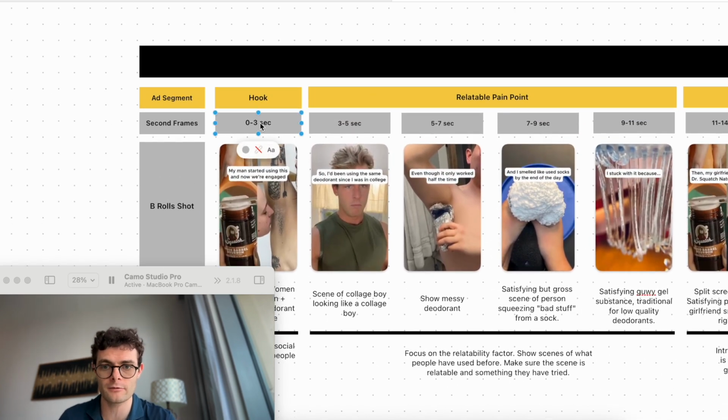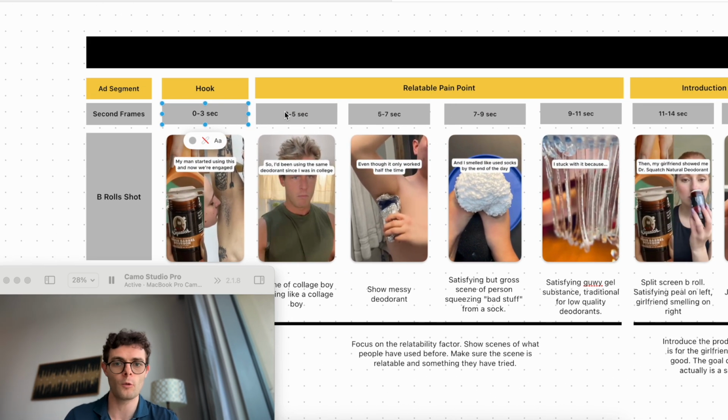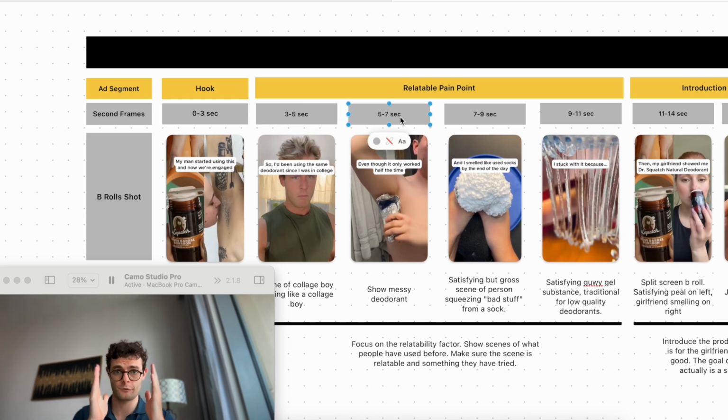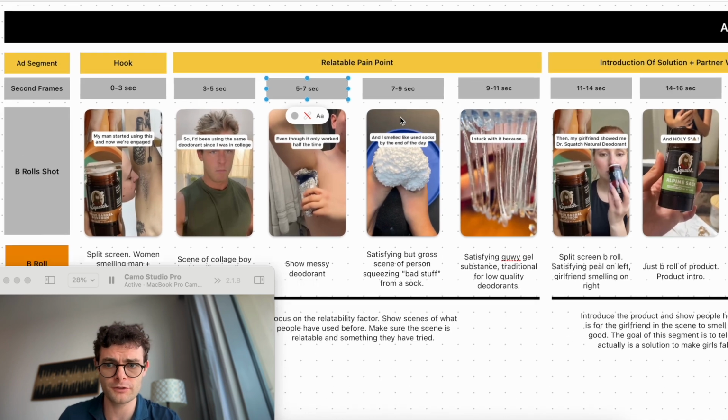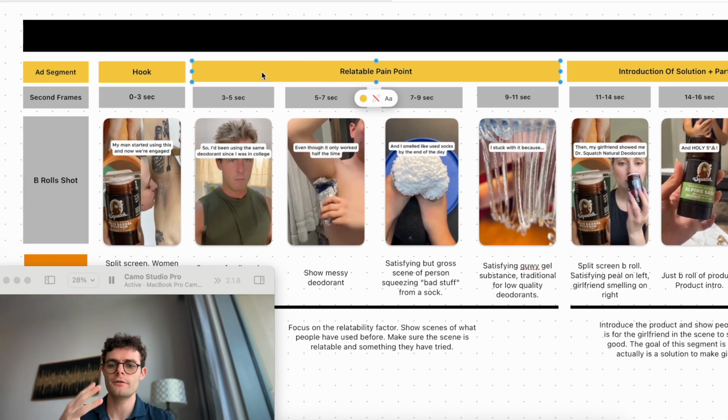So basically, we break down the ad by every 3 to 4 seconds. So what happens in second 3 to 5 is different from what happens from 5 to 7. So we break it down, and we try to understand, okay, in this segment, this is where Dr. Squatch, the brand, wants to really relate with pain points. And so from second 3 to 11, we have to focus, and we would do the same thing. We focus on doing this, this, and that.